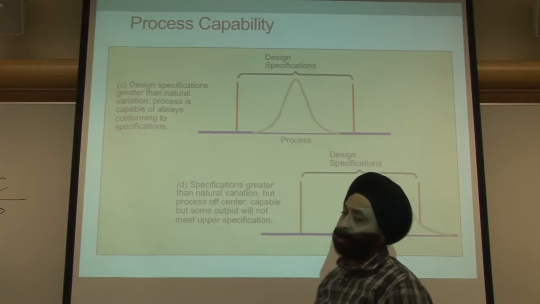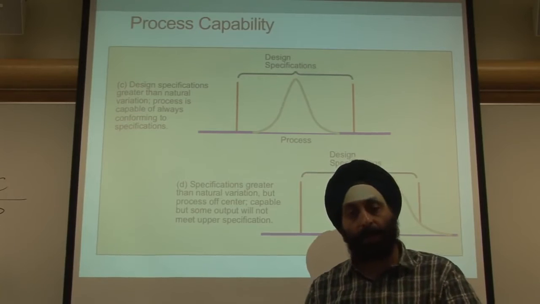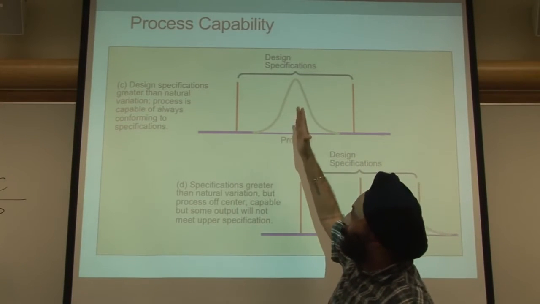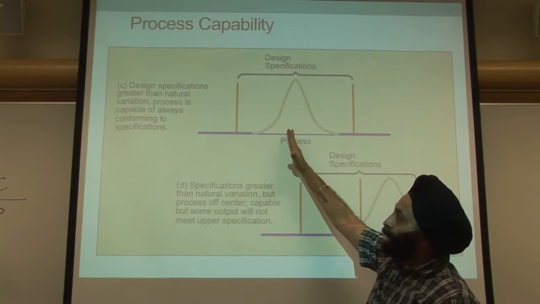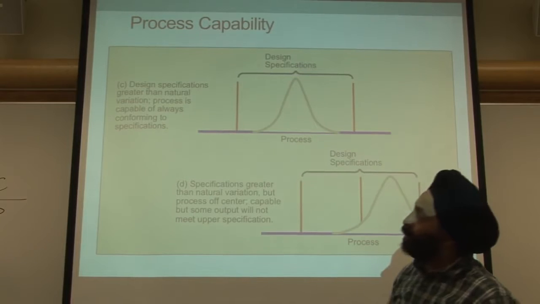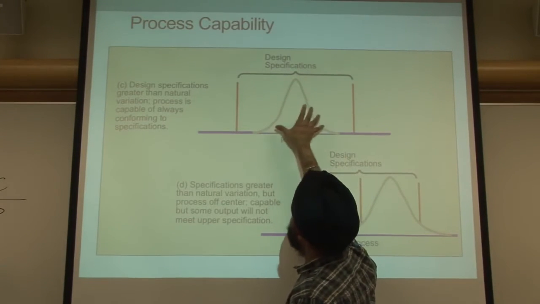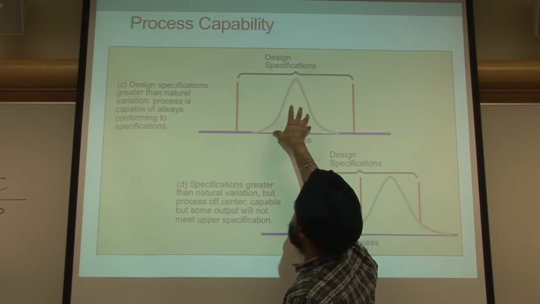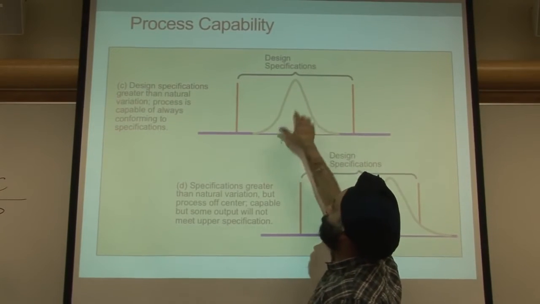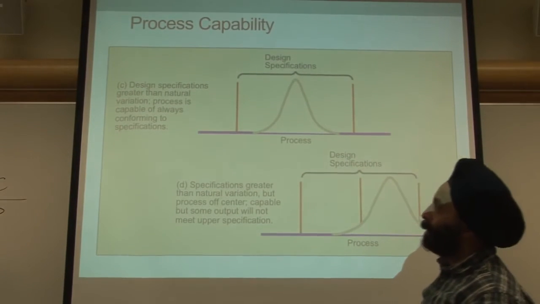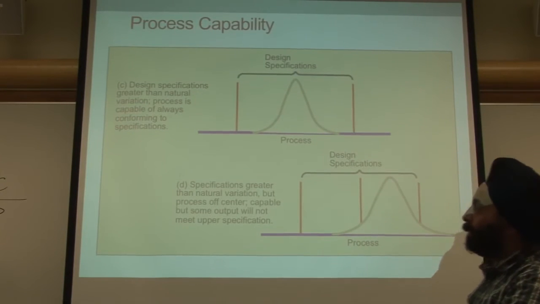That means your process, maybe it's a brand new machine and it doesn't have too much variability, which is a good thing. So you can do an extremely good job of conforming to specification. It will always conform to specification, given the fact that even if the machine were to be staying in here, almost all the products that are being produced are within the design specification. So that is where the design specifications are greater than normal natural variation.